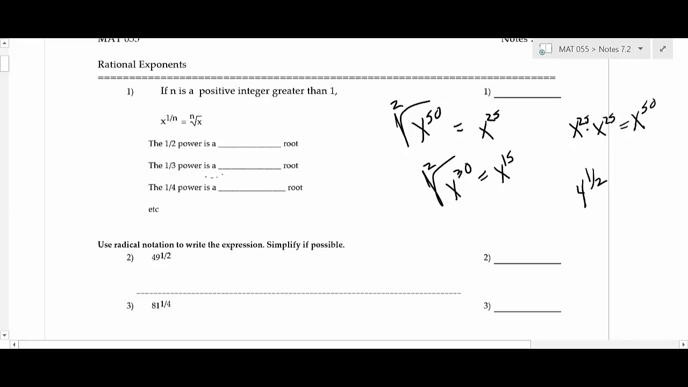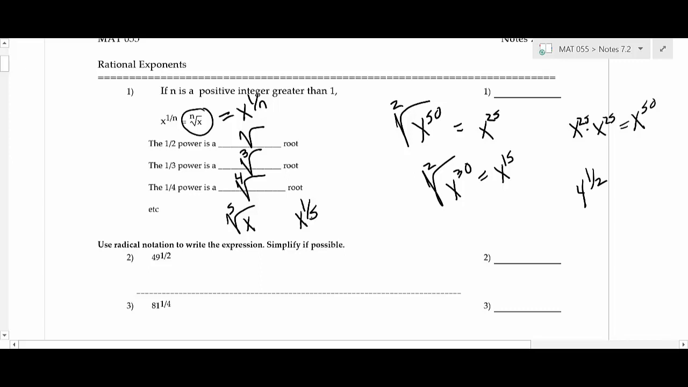So there's a couple things you want to write down. In general, if you have an nth root of x, that's the same thing as x to the 1 over n. Okay? So if you have a 1/2 power, that's a square root. If you have a 1/3 power, that's a cube root. And if you have a 1/4 power, that's a fourth root, and so forth. So if you had a 5th root of x, that is x to the 1/5 power. That's what it means.